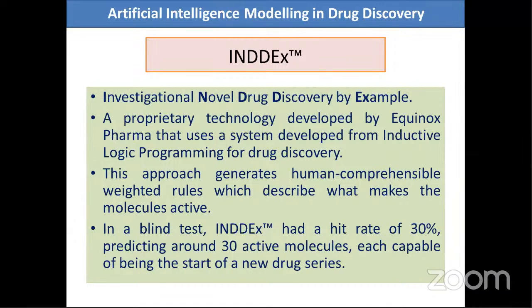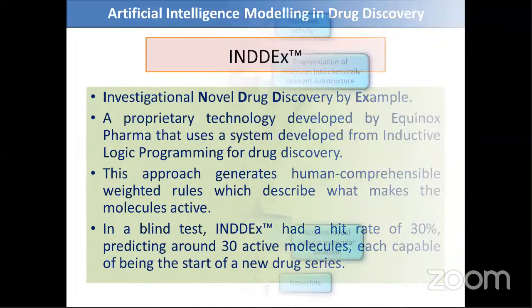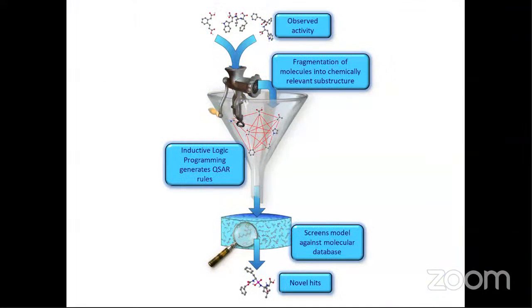It was observed that the hit rate of this particular blind test software is 30%. It means out of 100 molecules, 30 active molecules have been generated with this software. For this software, we need an observed activity molecule. It means there should be data which has a proper observed activity.